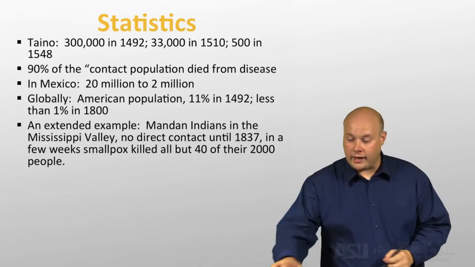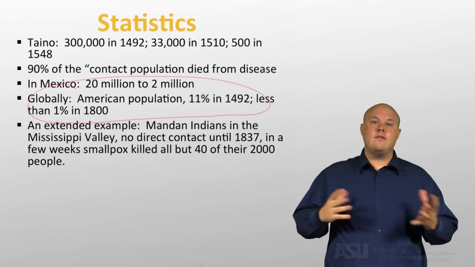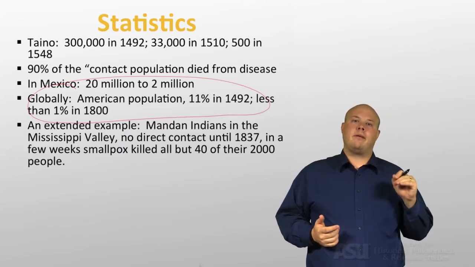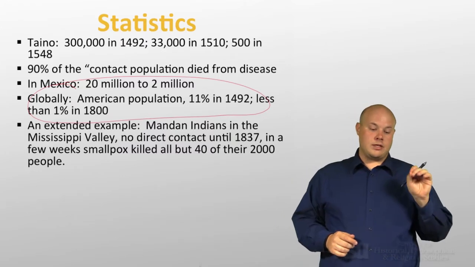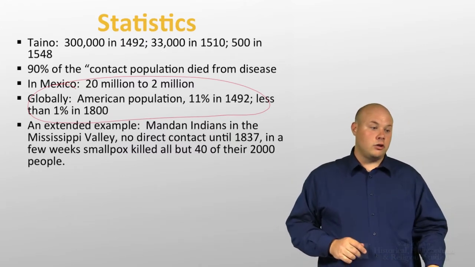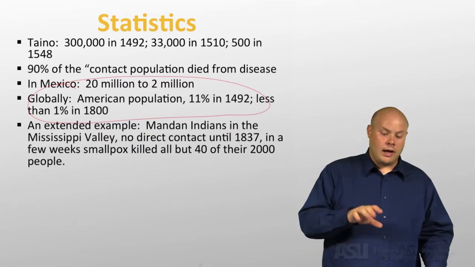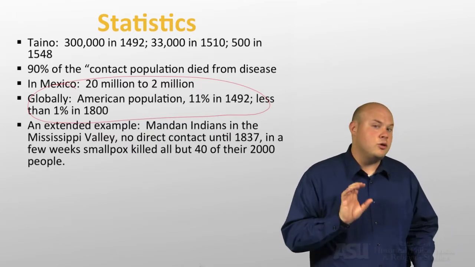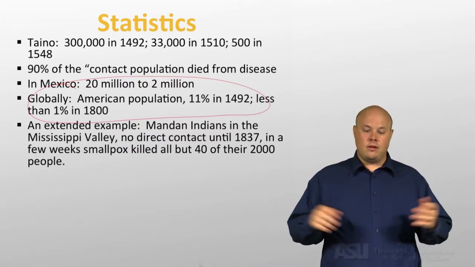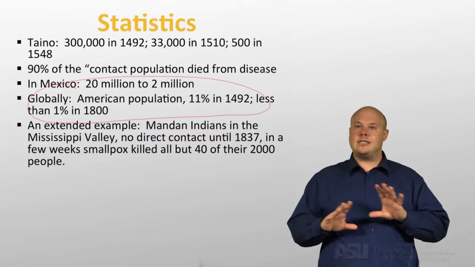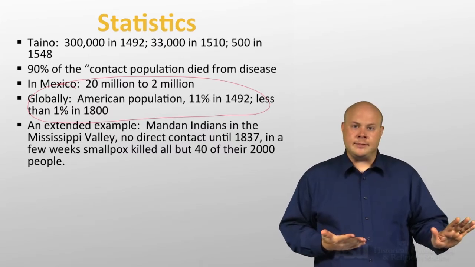Maybe the most striking evidence is right here, right? We showed you that on the eve of contact, American population rivaled that of Europe. By 1800, it's going to be less than 1%. They're going to lose almost 10% of their entire population due to disease. And this is going to continue to happen, right? So you see, I've added an extended example. The Mandan Indians don't encounter disease until 1837, nearly wipes them out.